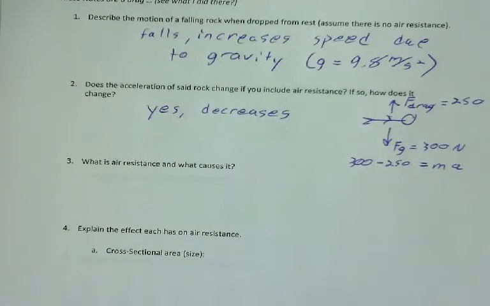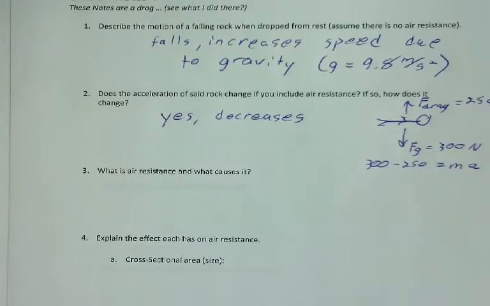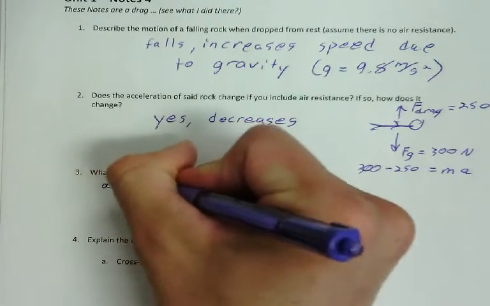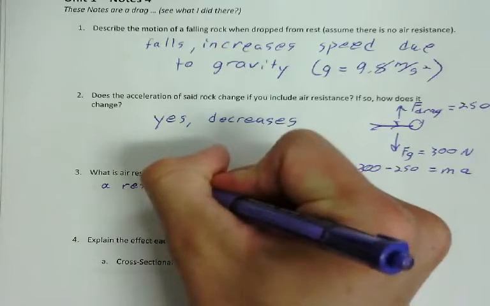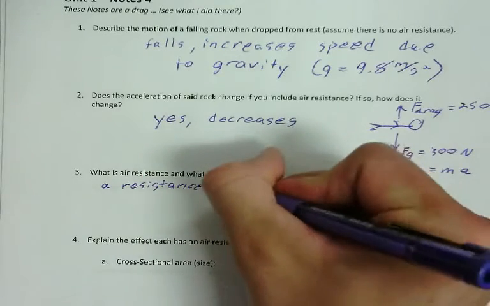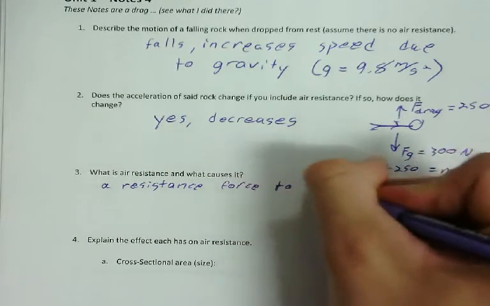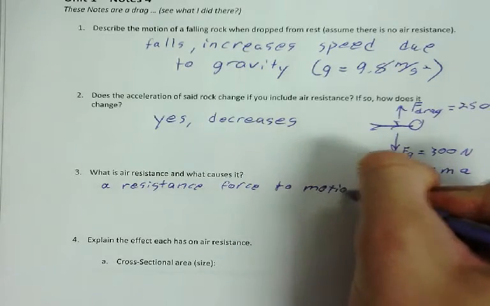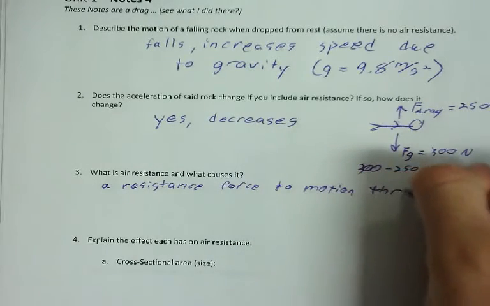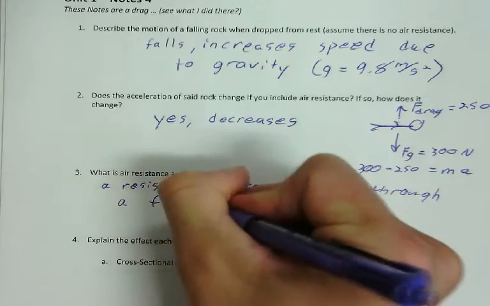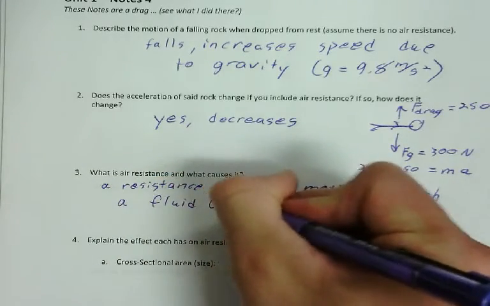So what is air resistance and what causes it? So air resistance is a resistance force to motion through a fluid. And the fluid in question is air.